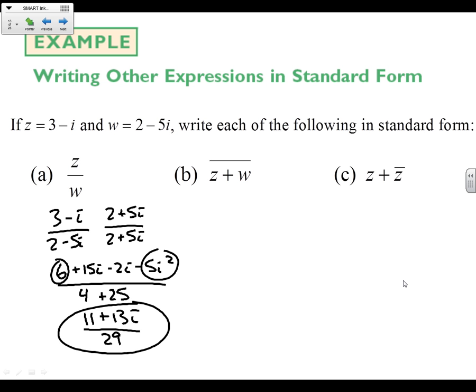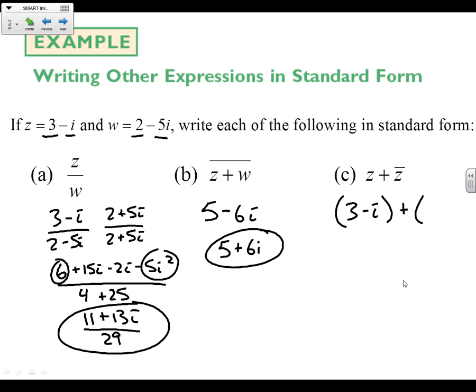What's the conjugate of z plus w? All right, let's just do z plus w first. So z plus w is going to be 5 minus 6i. What's the conjugate of that? 5 plus 6i. And then what's z plus its conjugate? So 3 minus i plus, the conjugate would be 3 plus i. We're going to get 6. The i's would cancel out. All right, and that's really the whole reason we're doing the conjugates, is to make the i's go away. See if we can get rid of them.